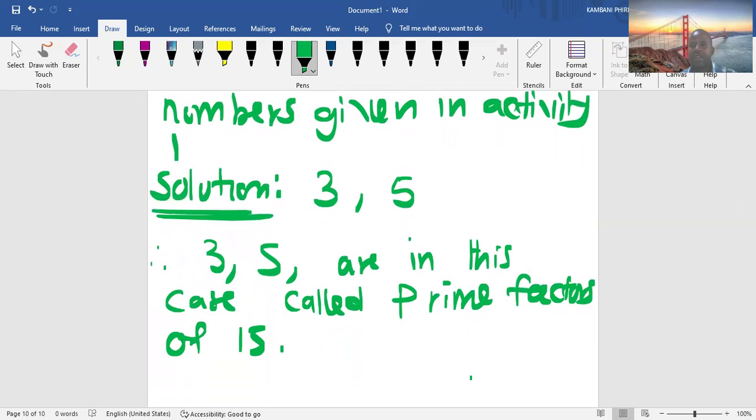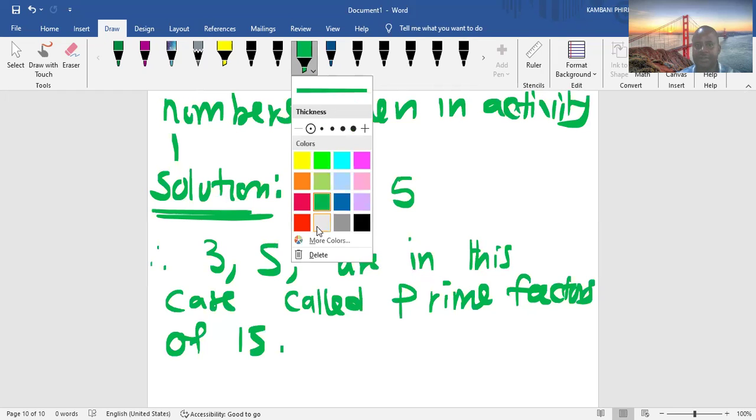So for a number to be called a prime factor, it must satisfy 2 properties. Number 1, it must be a factor on its own. 2, it must be a prime number of a number under consideration. Okay. Yeah, that's it.